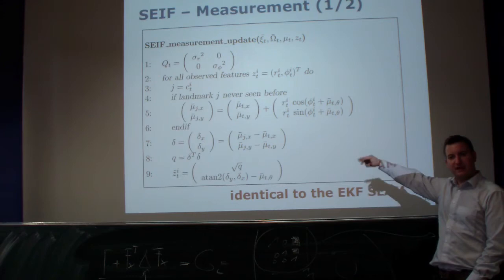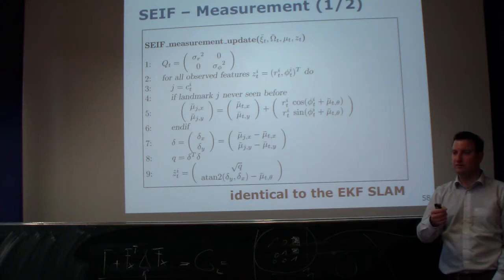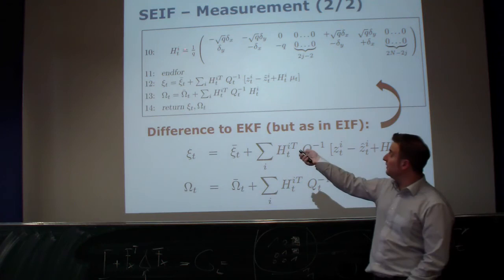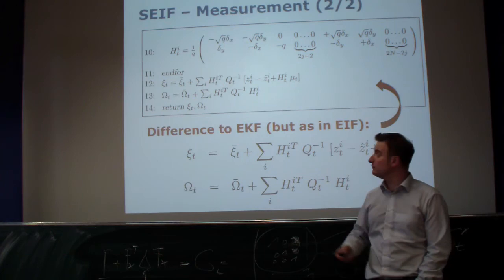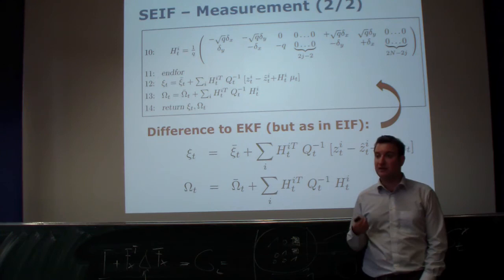Next thing I was doing in the extended Kalman filter was computing the Kalman gain and then computing the covariance matrix and computing the mean. Right? This is the only thing that's just a little bit different. So I still have the Jacobian of the measurement function that is still exactly the same as in the extended Kalman filter. And then the only difference is the update of the information vector and the update of the information matrix is done exactly as in the extended information filter.